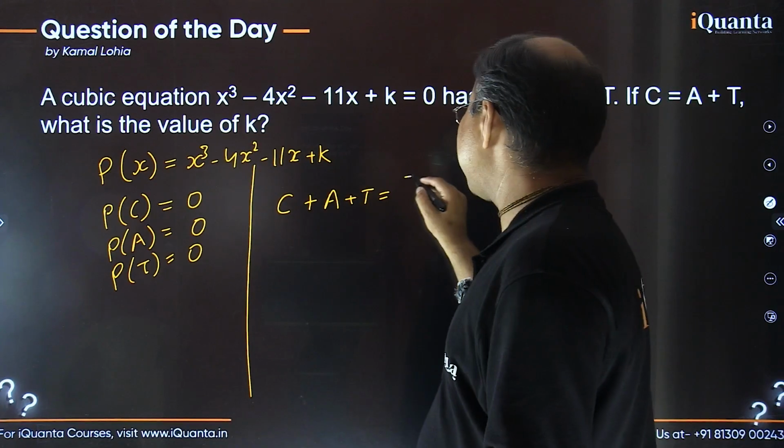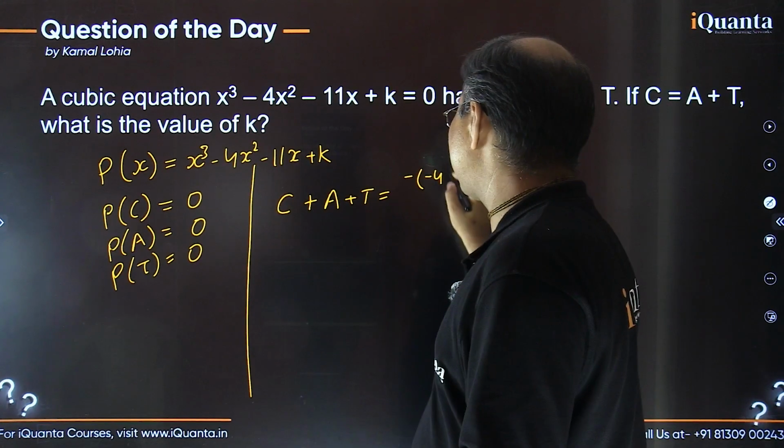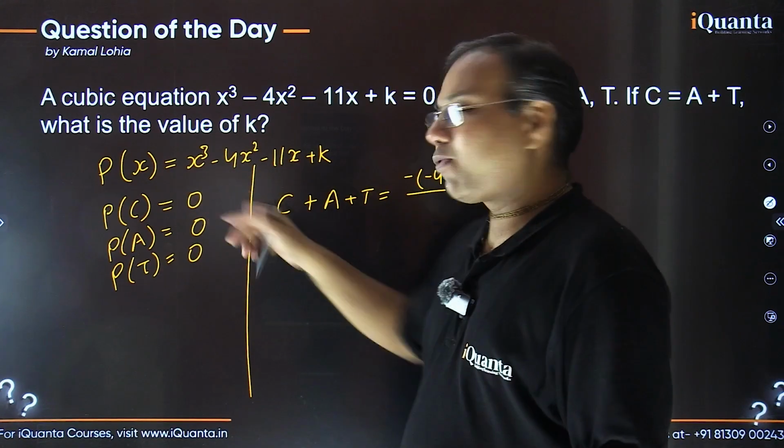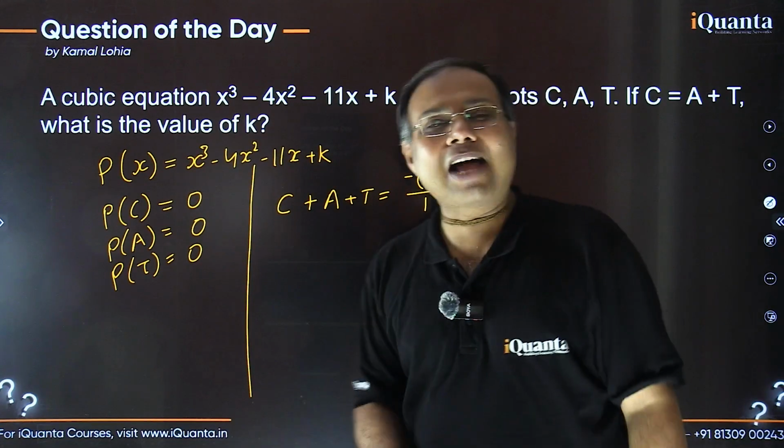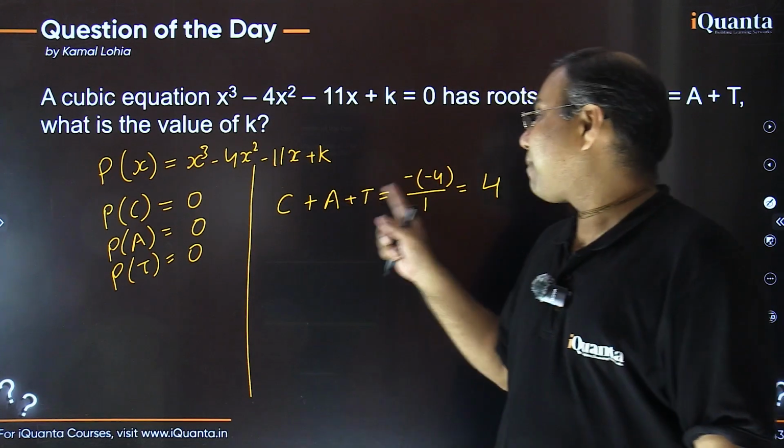So negative times the coefficient of x square, which is minus 4 in this case, divided by the coefficient of x cube, which is simply 1 in this case, that is 4. So basically in this question we have this relation that c plus a plus t equals 4.